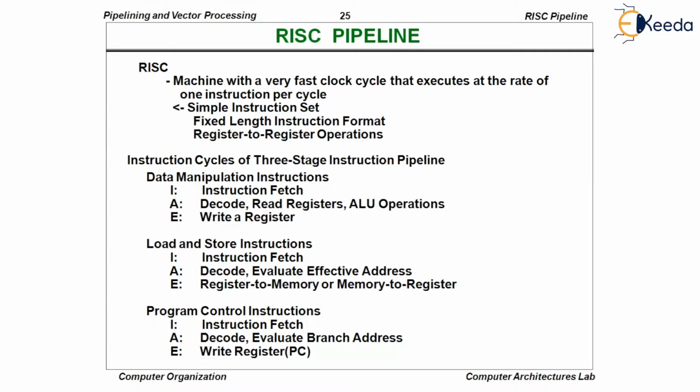Now, let us understand the RISC pipeline. When it comes to the RISC pipeline, there are three stages. The first one is instruction fetch. The second one is instruction decode, and also the ALU operation. And the third one is write register. In the first stage, the instruction will get fetched, and in the second stage, the instruction will get decoded, register values will be read, and ALU operations also will get performed. Similarly, in the final stage, the output of the operation will be written back into a register.